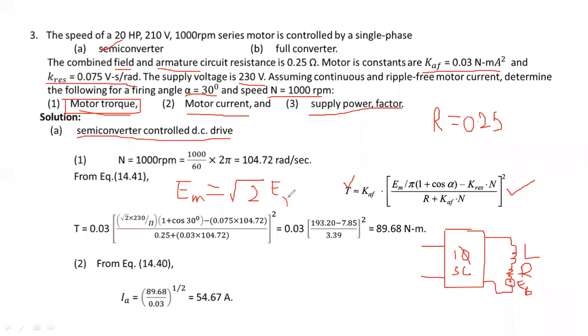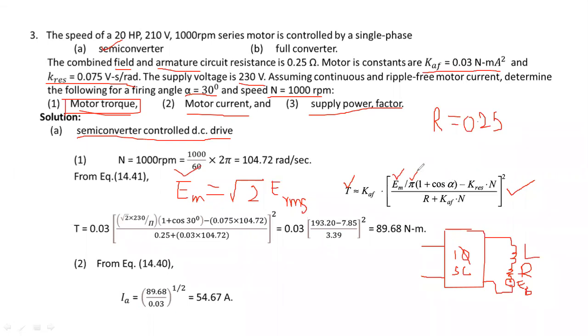The RMS value is already given in the problem as 230 volts. So √2 times the RMS value gives the maximum value, from electrical circuits basics. So we can get the Em value. Pi is a constant, which is 3.14. We know 1 is a constant.